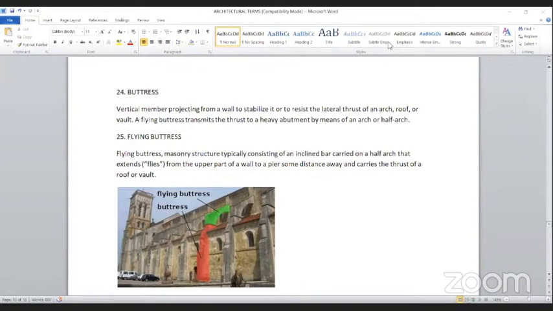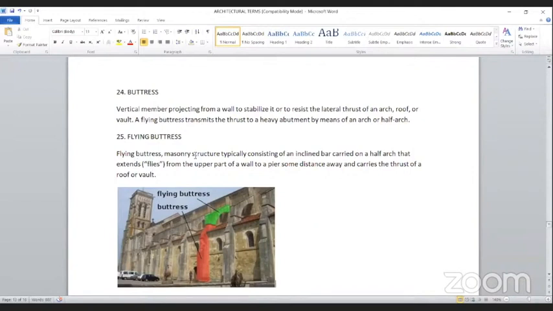Okay, lateral thrust is when the roof of the building puts pressure outwards. Especially in this type of building where the walls are thick and the roofs are sometimes thick or not, it projects the pressure outwards. Lateral thrust is that. Okay, it balances it.